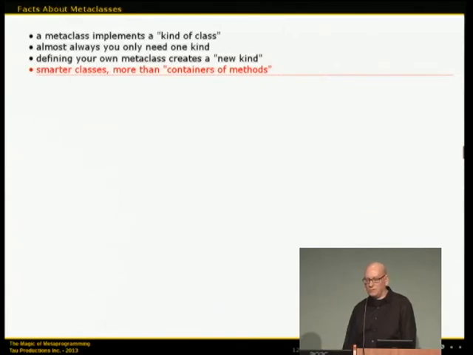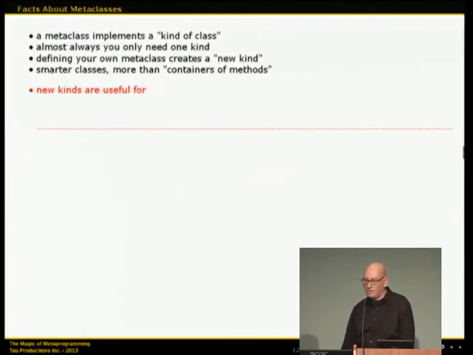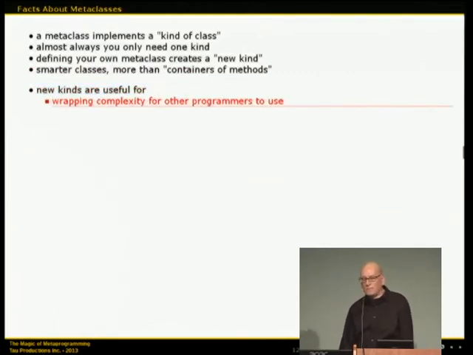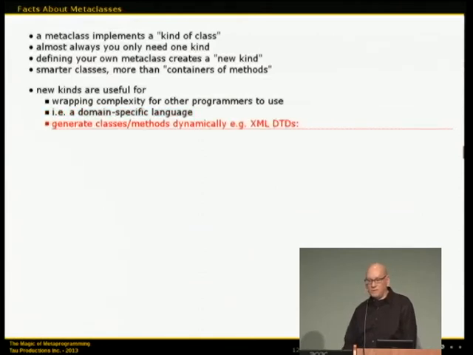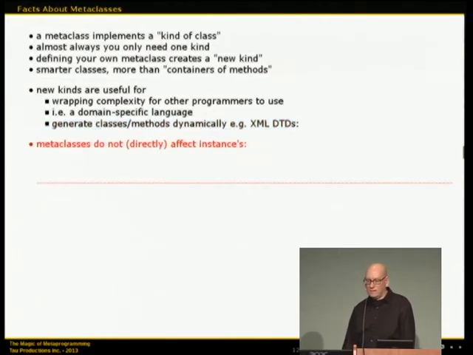Today, the class is pretty much a container of methods. It's pretty simple, and you may have a need for something fancier. We'll see what one might be. New kinds are useful for wrapping complexity for other programmers to use. Maybe you have junior and senior programmers. The seniors create more of a complex class that does some things automatically for them, and the junior engineers use those. So like a DSL, domain-specific language. Maybe you want to generate some of the content of the class dynamically by looking it up over a serial protocol or database retrieval.